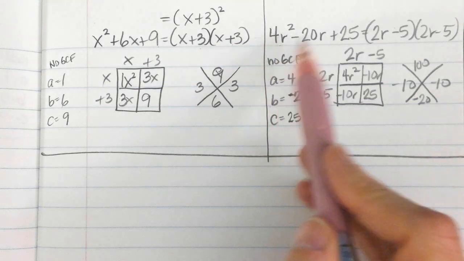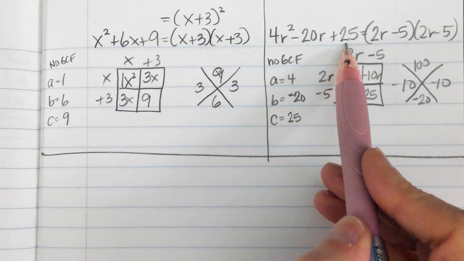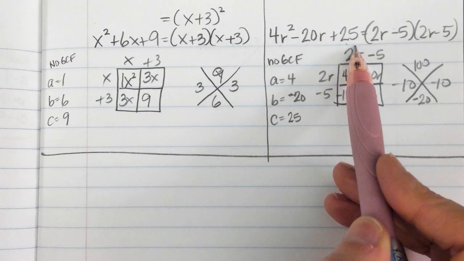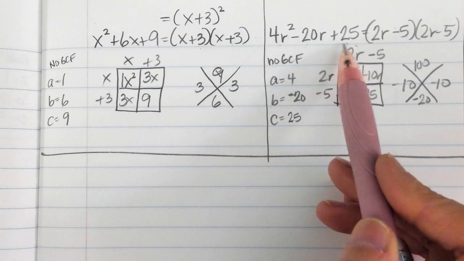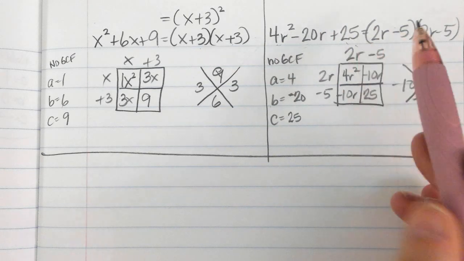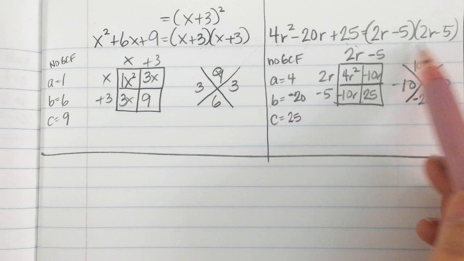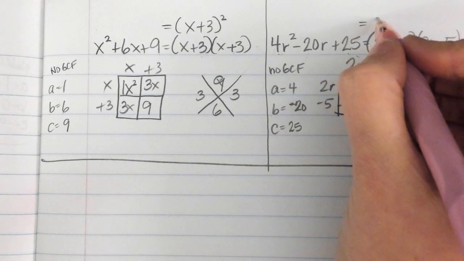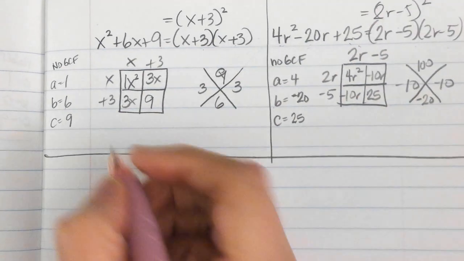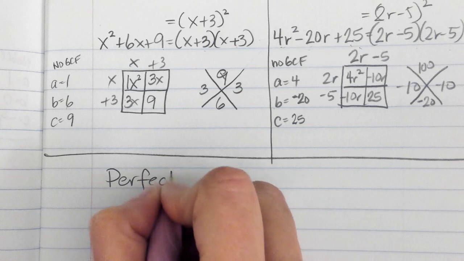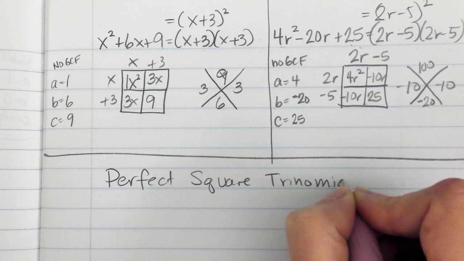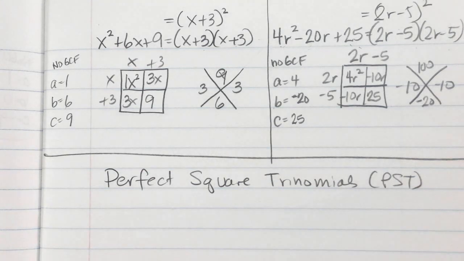Same thing over here. 4r squared minus 20r plus 25. Now you might think this has a greatest common factor. These two have a factor in common, 4, but you can't divide this one by 4. These two have a factor in common, 5, but you can't divide this one by 5. So you can divide these by a lot of things, not by the same thing, okay? And when I work it out, I got (2r minus 5)(2r minus 5), and I can write that as (2r minus 5) squared, all right? So we call these perfect square trinomials, or PST.